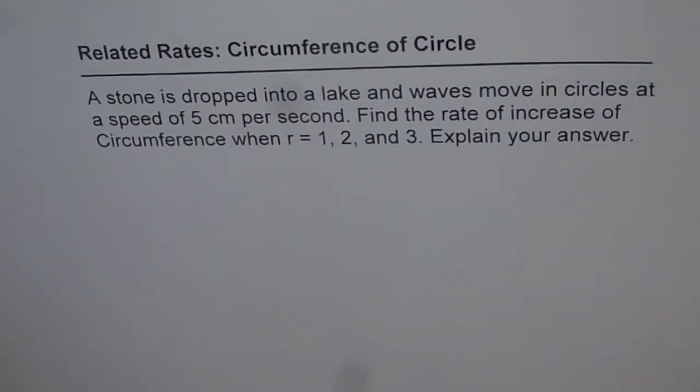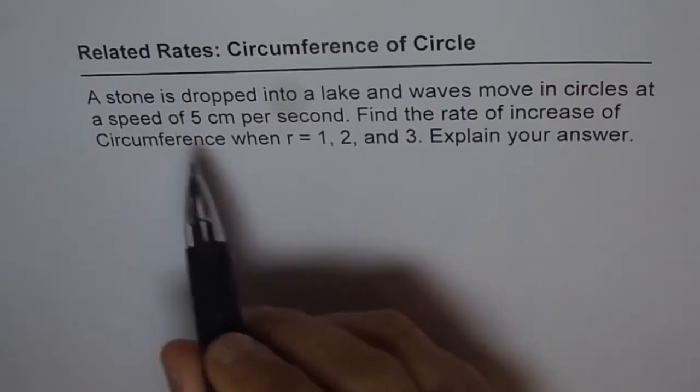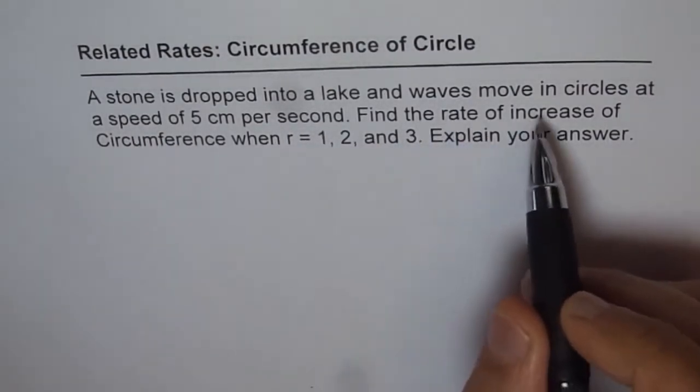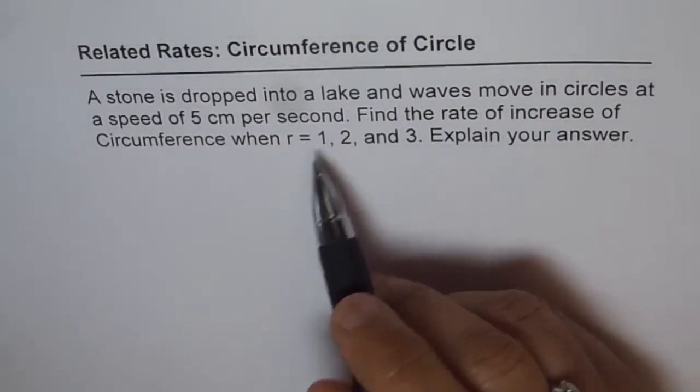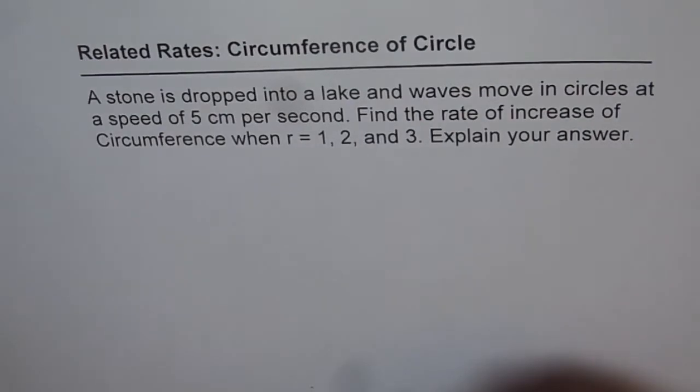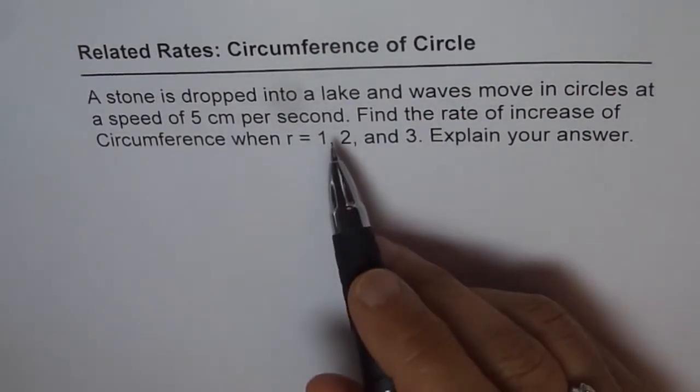Here is an application about related rates, basically derivatives, on circumference of a circle. A stone is dropped into a lake and waves move in a circle at a speed of 5 centimeters per second. This statement is kind of the same for a couple of my questions. So you have understood this by now, right?